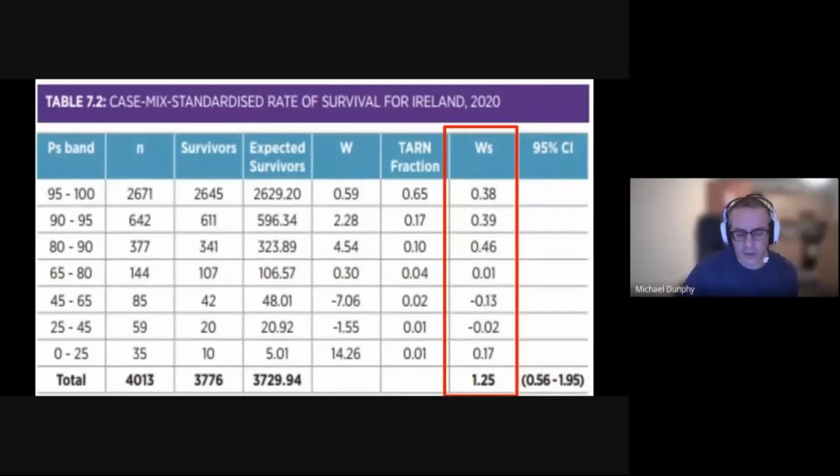To go into the data just a little bit more, the WS score is a very important measure, and it's something that gives us very meaningful information in that it looks at the probability of survival for each individual patient, but it contextualizes it then to all the patients. So what we know is that in Ireland, the WS score for the whole country is 1.25 in 2020, which means that for every 100 patients that present to Irish hospitals with major trauma, there are 1.25 excess survivors or extra survivors. And it's good that it's not a negative number. If it were minus 1.25, that would mean that we would have 1.25 excess deaths.